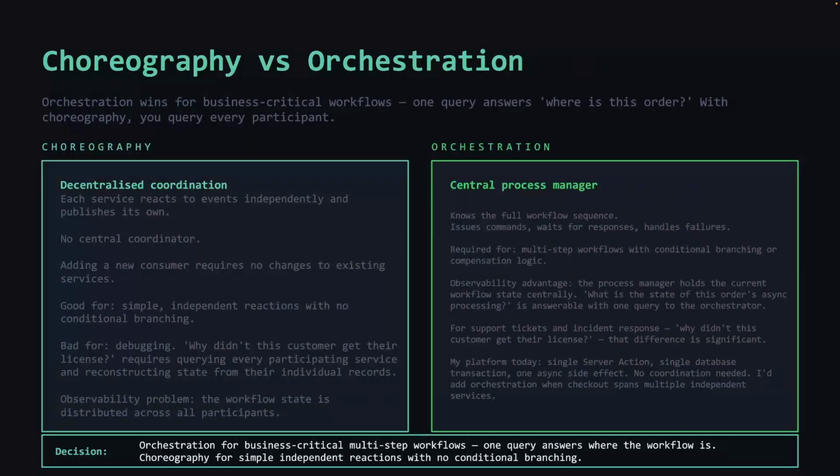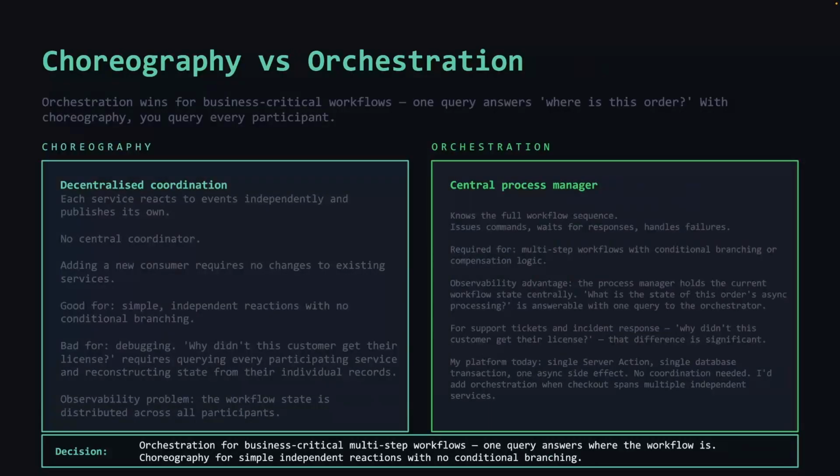When multiple asynchronous steps need to coordinate, the question is whether they do it through shared events or through a central coordinator. Choreography is decentralized. Each service reacts to events independently and publishes its own. No central coordinator. Adding a new consumer requires no changes to existing services. Good for simple, independent reactions with no conditional branching. Bad for debugging. Why didn't this customer get their license? Requires querying every participating service and reconstructing states from their individual records. Orchestration uses a central process manager that knows the full workflow sequence.